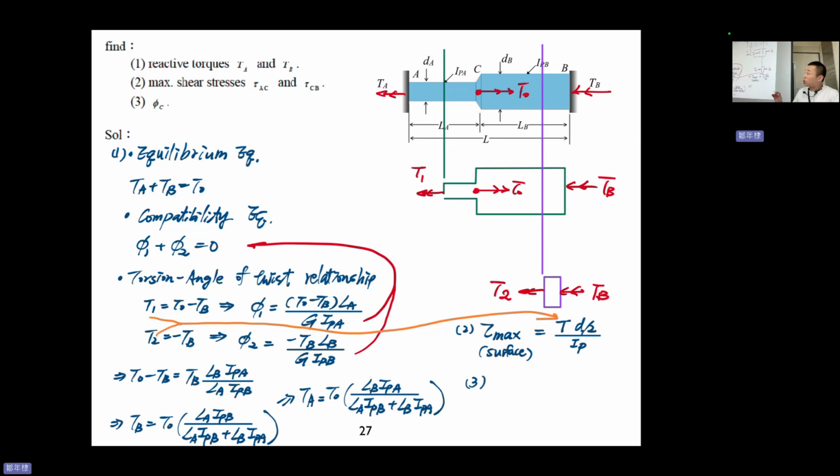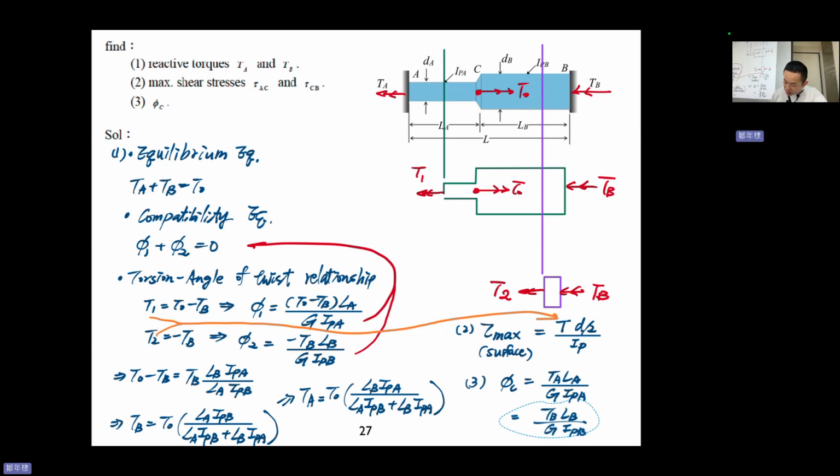The third one requires us to determine phi C. So phi C is actually one of them. You see phi 1 and phi 2, one of them, although you know that these two have opposite signs. So phi C, you can just directly get TA LA over G IPA, or you can say TB LB over G IPB.